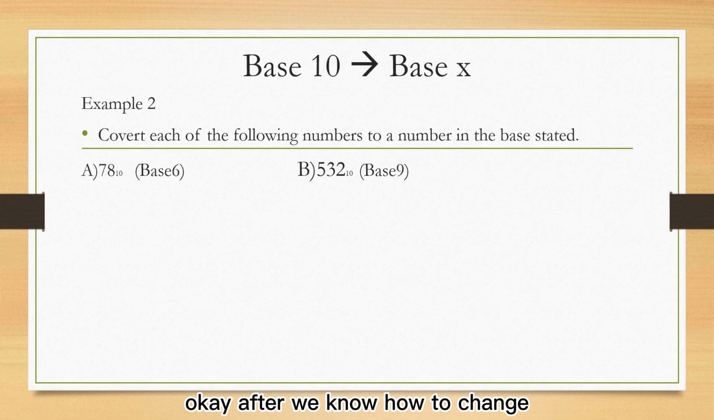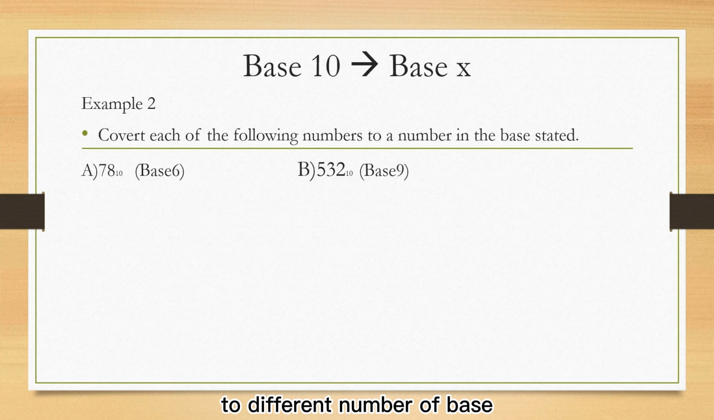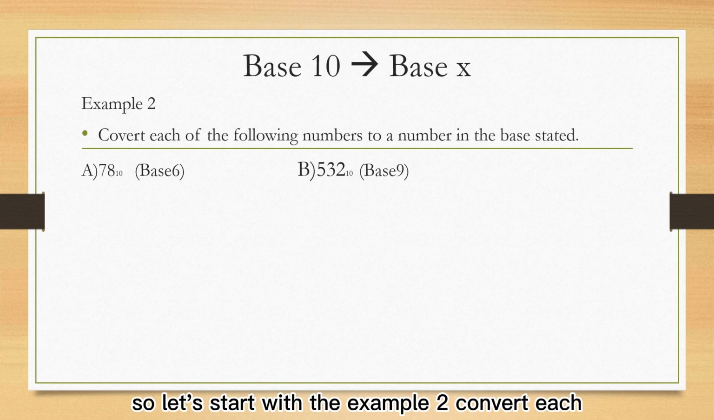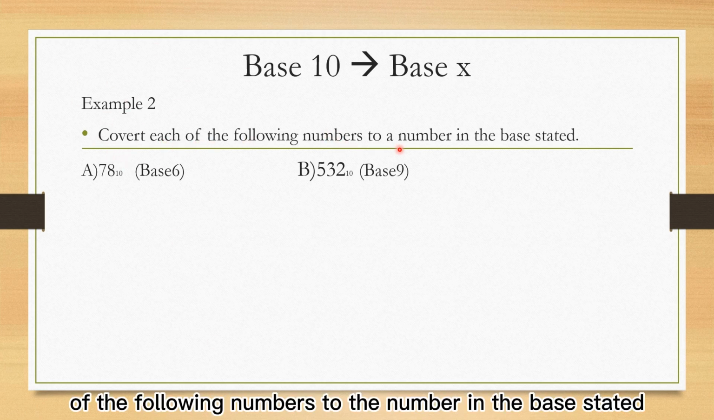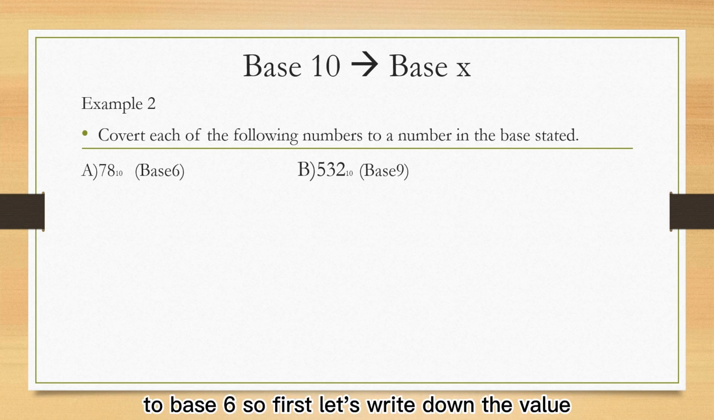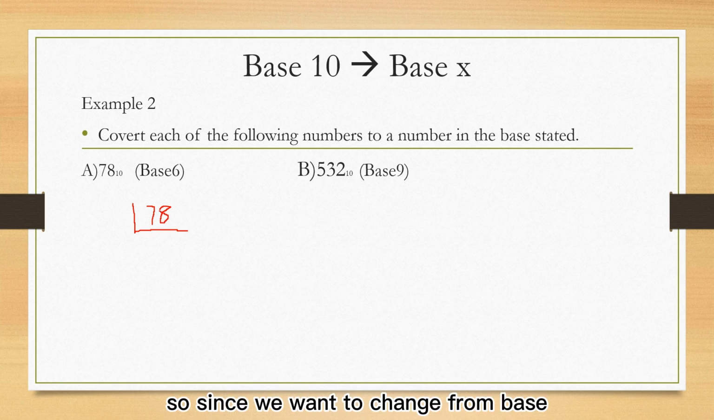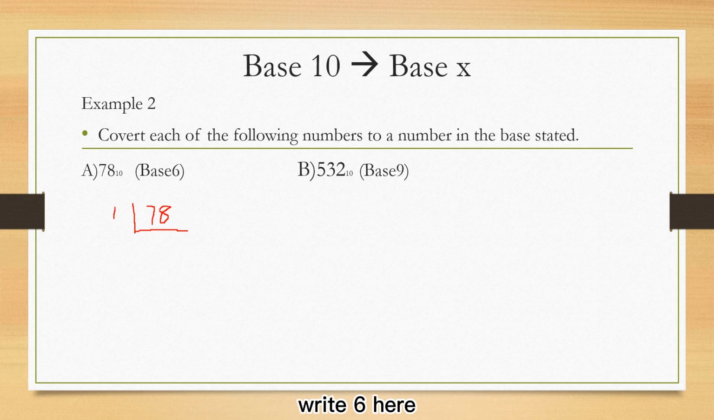After we know how to change a different number base to base 10, we need to proceed to learn how to change a number in base 10 to a different number base. So let's start with example 2. Convert each of the following numbers to the number in the base stated. We need to change base 10 to base 6. First, let's write down the value, which is 78.